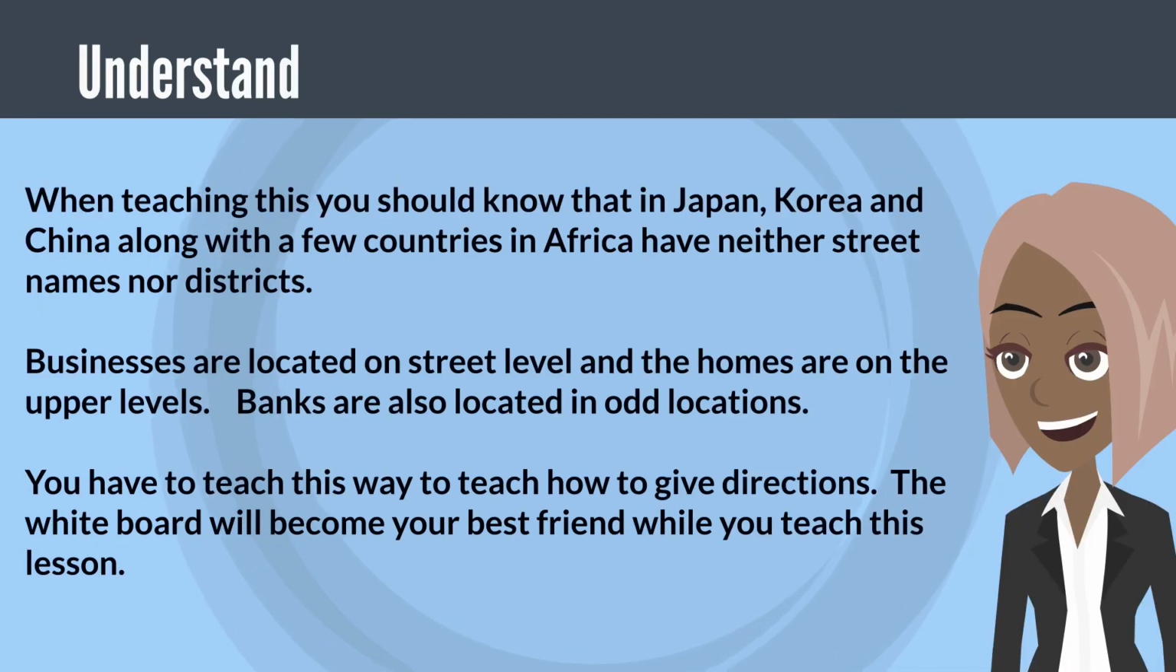When teaching this, you should know that Japan, Korea, and China, along with a few countries in Africa, have neither street names nor districts. Businesses are located on street level and the homes are on the upper levels. Banks are also located in odd locations. You have to teach this way to teach how to give directions. The whiteboard will become your best friend while you teach this lesson.